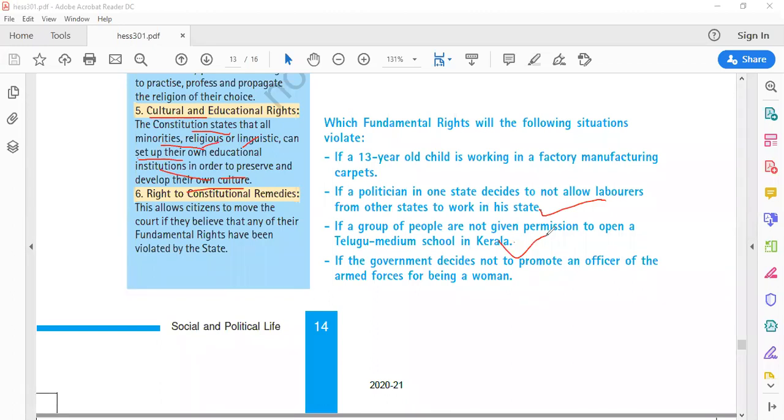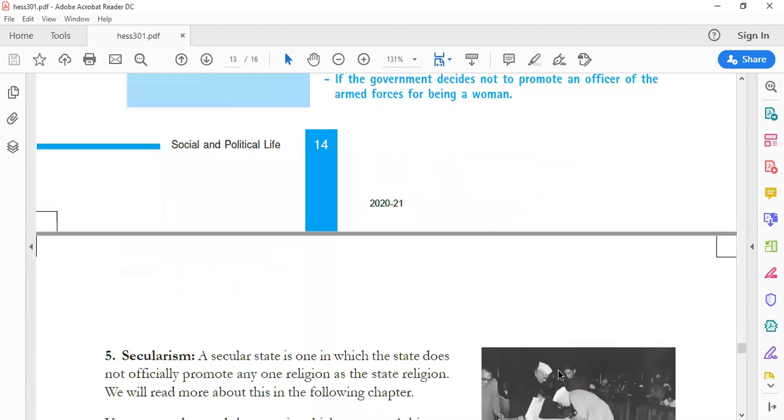Got it? So try to understand here, minorities are not only religious minorities. This right is speaking about linguistic minorities too. Say for example in Karnataka, Assamese or Manipuri speaking people are very, very few, so they are called minorities in Karnataka. Got it? Now these people's rights are very important.